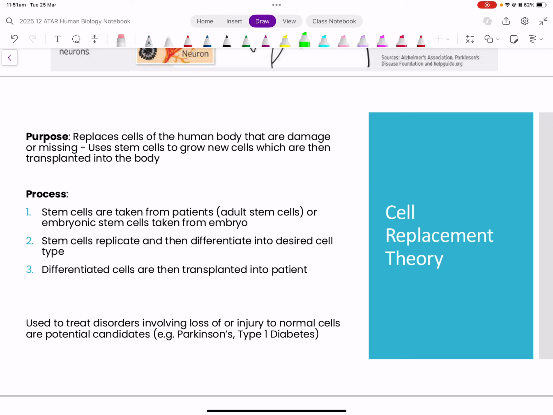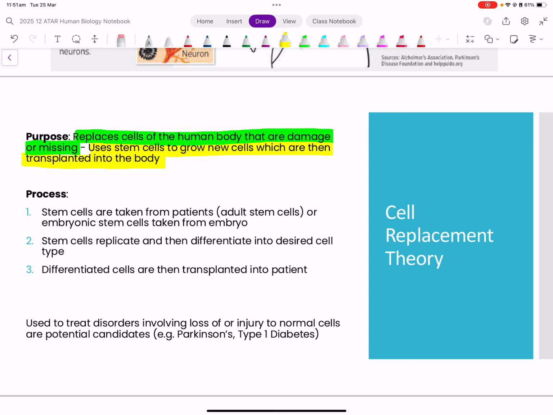So what is cell replacement therapy? What's its purpose? Cell replacement therapy is where we replace cells of the human body that are damaged or missing. What we're going to do, importantly here, is use stem cells to grow new cells, and then we're going to put them back into the body instead. So we're taking the cells that are damaged or missing, and we're going to replace them with stem cells, which are grown into those specialized cell variants.